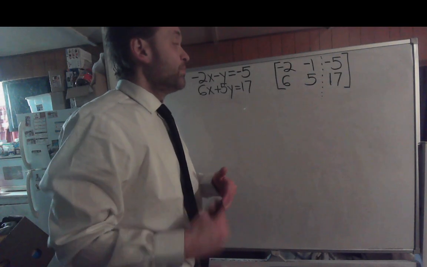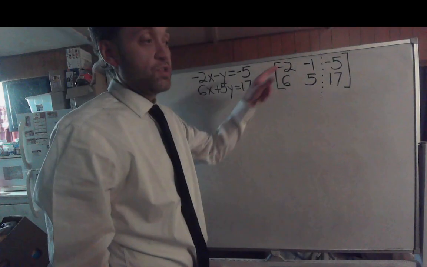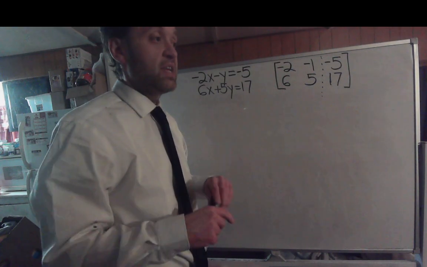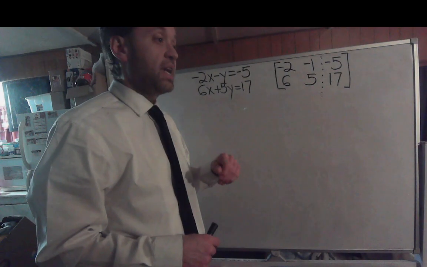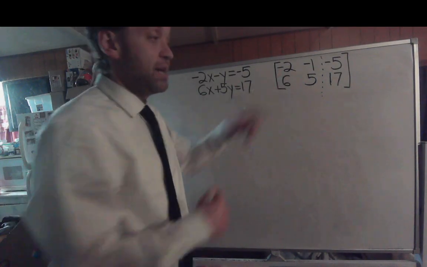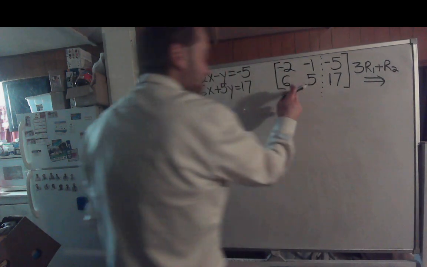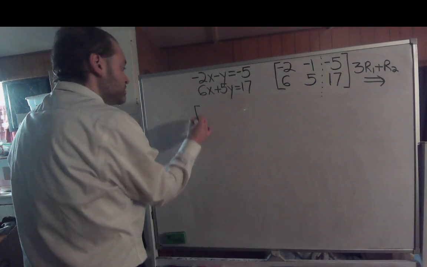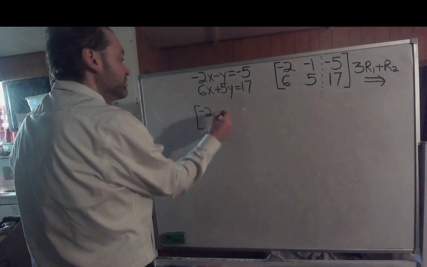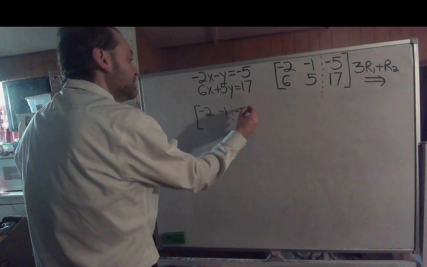Well, I don't have a 1 this time in the first row. That's okay. We're not going to focus on that for a minute. We're going to focus on getting the first number in the second row to become 0. If I take 3 times row 1 and add it to row 2, I can do that. So take 3 times row 1 plus row 2, I'll be able to make my first digit in the second row 0. So for a minute, leave your first row alone of negative 2, negative 1, negative 5.